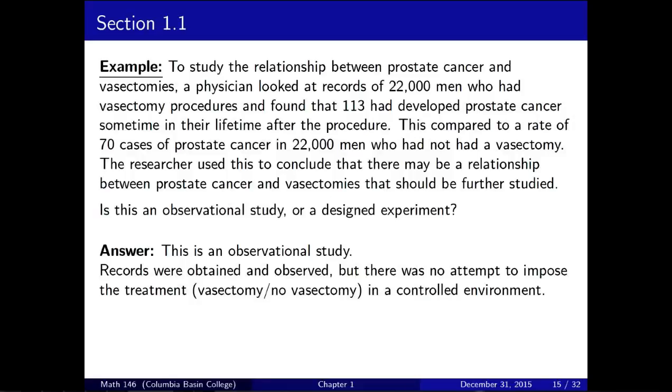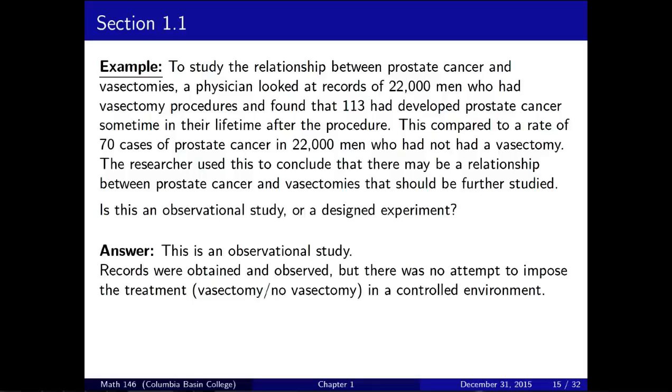To study the relationship between prostate cancer and vasectomies, a physician looked at the records of 22,000 men who had had vasectomies and found that 113 had developed prostate cancer sometime in their lifetime. This compared to a rate of 70 cases in 22,000 men who had not had vasectomies. The researcher used this information to conclude that there could possibly be a relationship between prostate cancer and vasectomies, and it should be further studied.